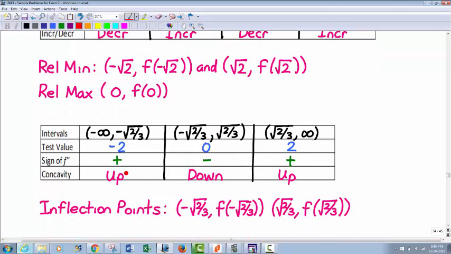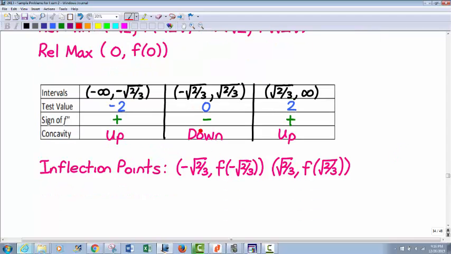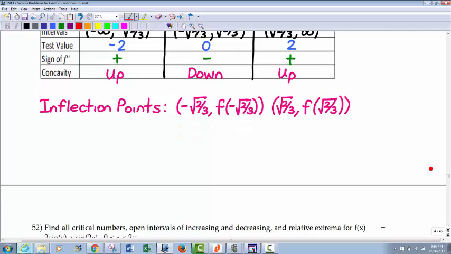That means you have concave up, down, up. So therefore, there's no discontinuities here, so these points are all under consideration. So you have two inflection points, up to down and down to up. So it'd be negative square root of 2 over 3, and then f of that. Positive square root of 2 over 3, and f of that. Inflection points. So there we go.